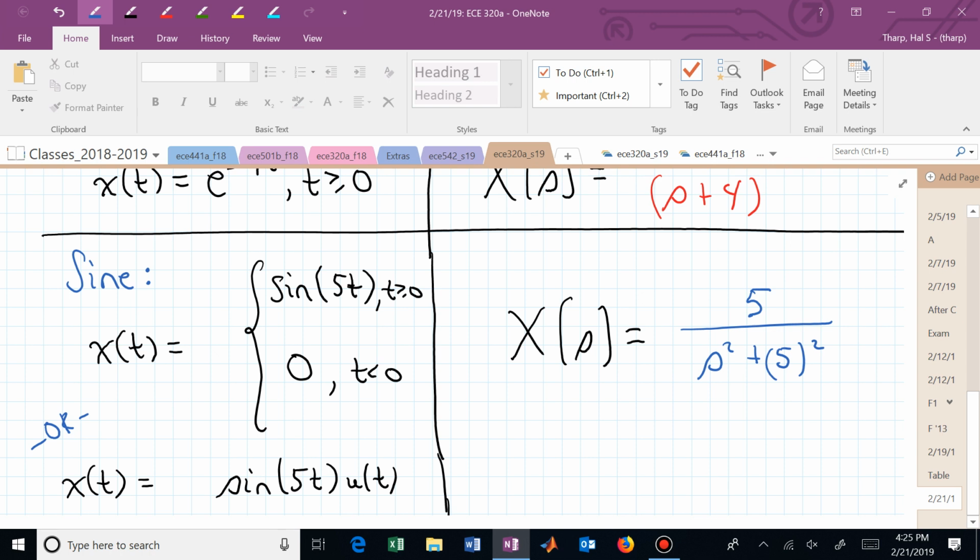What if I changed this and I said, well, what if we had 7 times sine of 5t? What would its Laplace transform look like? The Laplace transform's a linear operation, isn't it? So we would just scale that transform by 7, and we could say, oh, it's 35 over s squared plus 5 squared. We didn't change the denominator because we didn't change the frequency of that sinusoid.